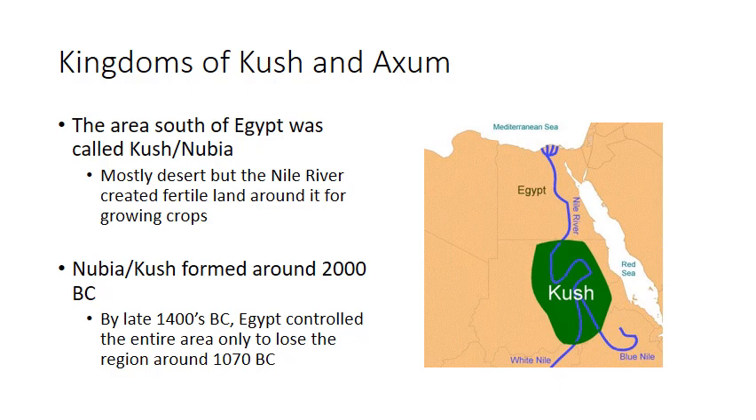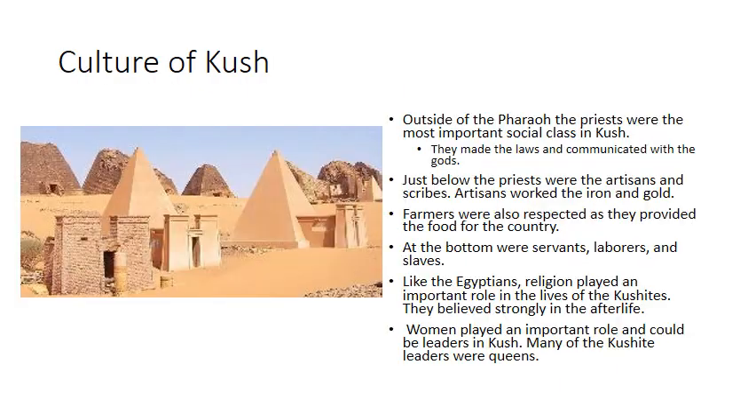Nubia, or Kush, formed around 2000 BC, which is 2000 years before Jesus Christ was born. By the late 1400s BC, Egypt had controlled the entire area, only to lose the region around 1070 BC. Because of its close proximity to Egypt, Kush was very similar in culture to the Egyptians.